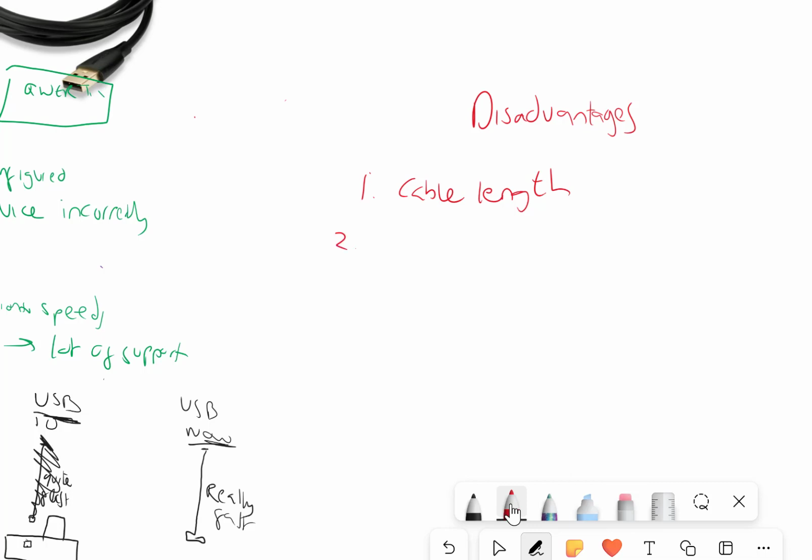The second, power limitations. This one I'm not going to get hung up on, but some devices can't get charged up by USB. USB is just not powerful enough to charge them. Phones, for example, are fine, but there are other devices which I just can't charge, or it struggles to charge with USB.